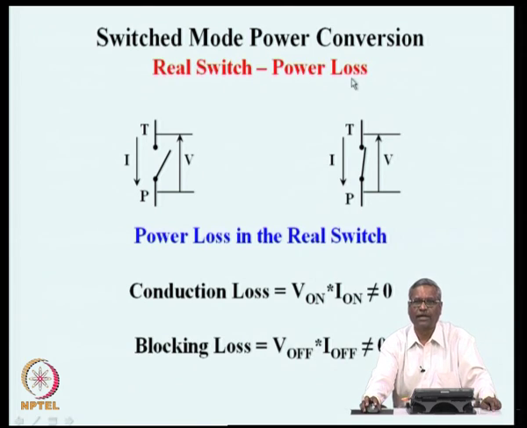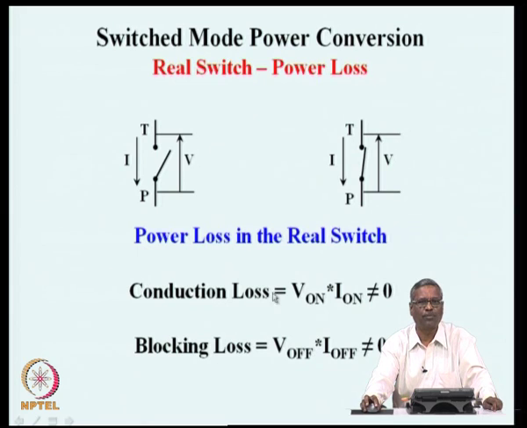the device. Ideally, the power loss has to be 0, but in real switches, we will notice that the conduction loss is the product of on state voltage and on state current, and the blocking loss is the product of off state voltage and off state current. Now, in this real switch, the off state current is not 0, but something which is slightly more than 0. Similarly, the on state voltage is not 0, which is a non-zero quantity.